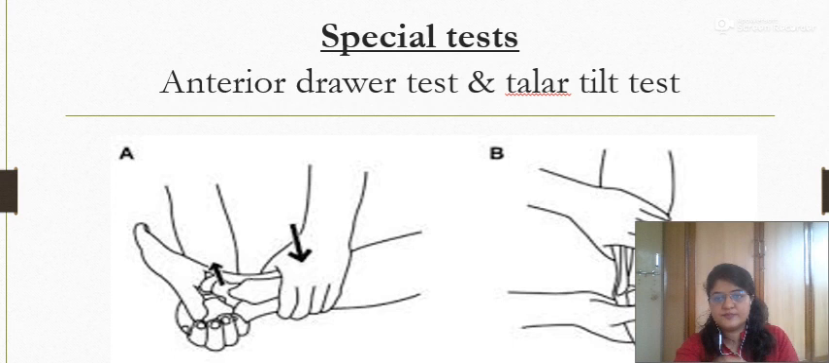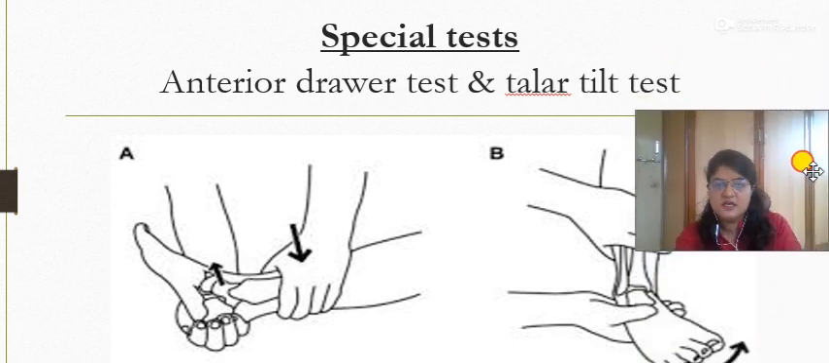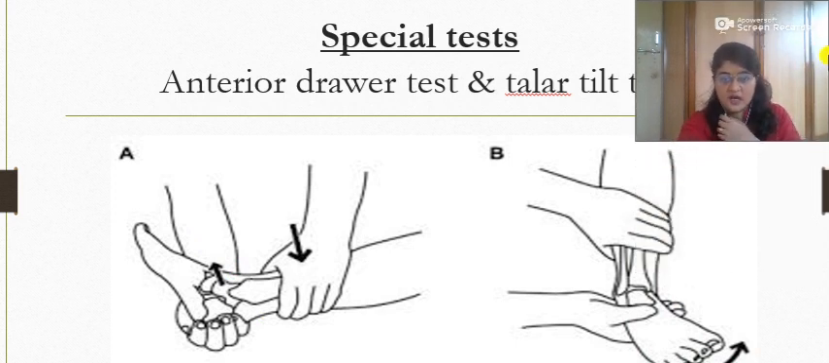So this is the special test picture. The first one is the anterior drawer test. The second one is the talar tilt test. The anterior drawer test is usually done to diagnose the anterior talofibular ligament, and the talar tilt test is done to find out whether the calcaneofibular ligament is injured or not.